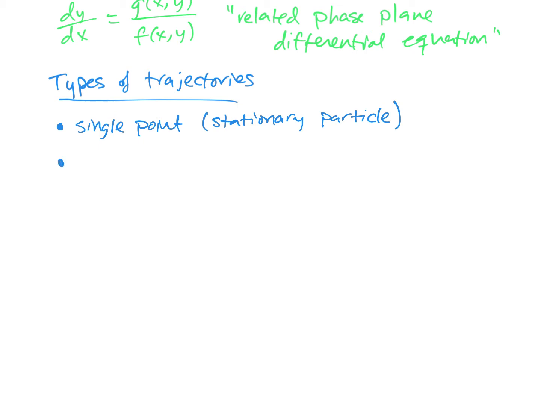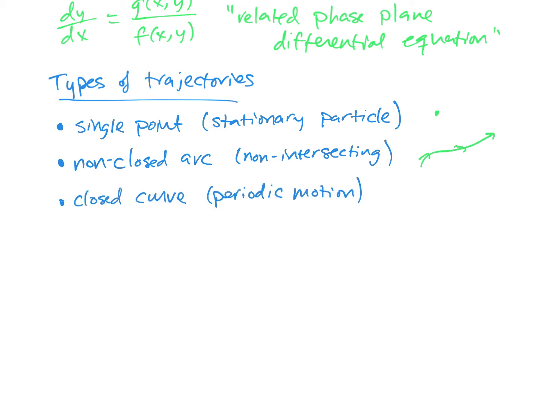So that's one type of trajectory. Another one might be a non-closed arc that doesn't intersect itself. Here we can draw these. This one just looks like that. It's a point. This one kind of looks like that. The next one would be a closed curve, which is what you would get if you kept graphing that sine and cosine example. You'd get a full unit circle. So that might look something like this. And that indicates that you have periodic motion, just like you have with sine and cosine.